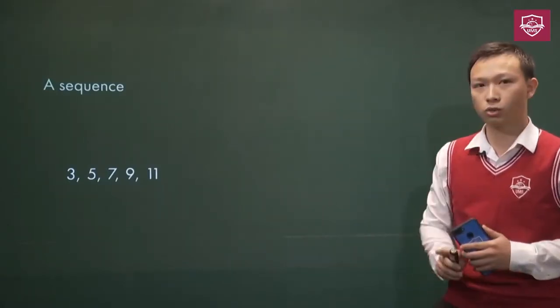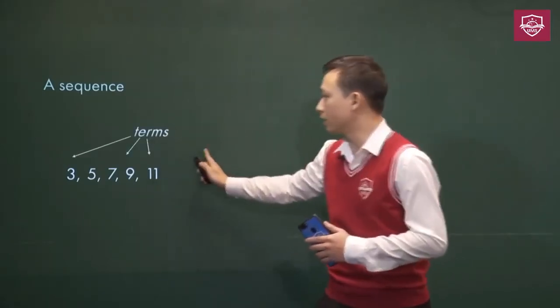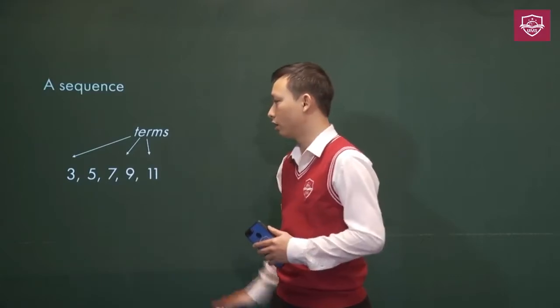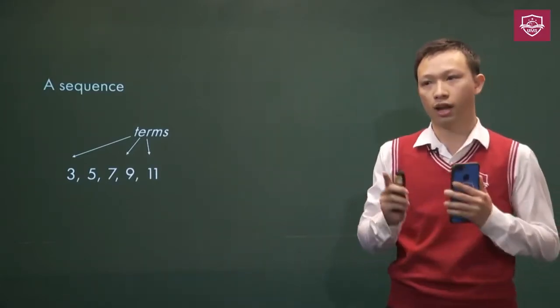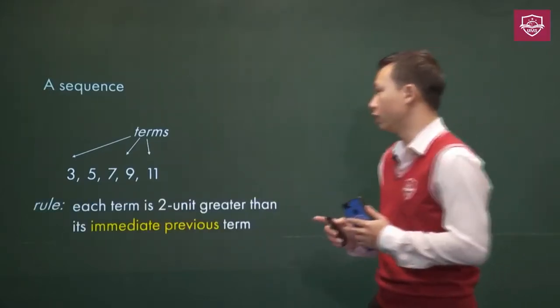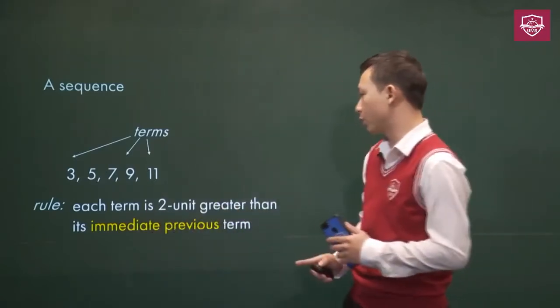And about sequences, we have several terms. Each term in a sequence is nothing but a number. Each number in a sequence is called a term. And in order to define a sequence, we have to have something called the rule. Like in this sequence, the rule here is each term is 2 units greater than its immediate previous term.